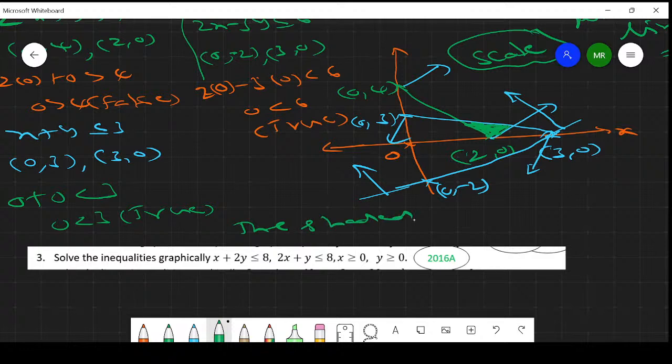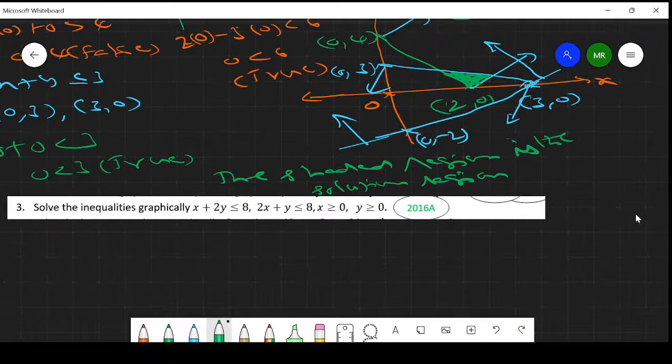The shaded region is the solution region, including the points on the line.